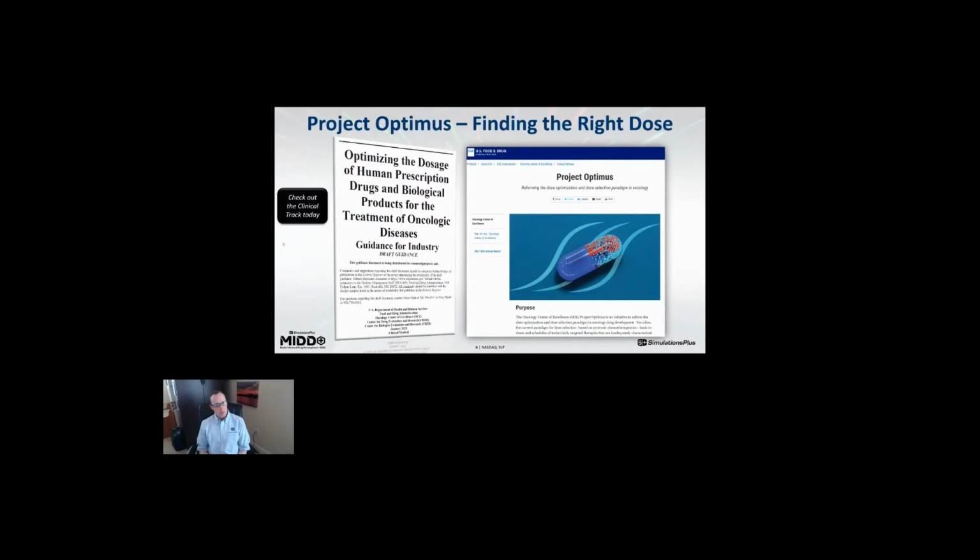In that way, we really try to balance the benefit with the risk for the patient as early as possible by using the model-informed drug development techniques and capabilities that we have built up over the past 20, 30, 40 years. So Project Optimus is a huge undertaking and a big push for the field of pharmacometrics.